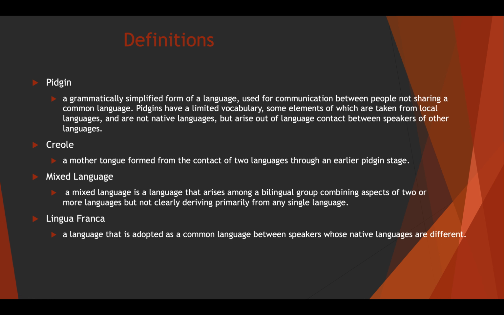A Creole is a mother tongue, so people are born speaking a Creole, formed from the contact of two languages through an earlier pidgin stage. So when two groups come in contact and they have very different languages, this pidgin language forms so that they can communicate with each other. And over time, this simplified language becomes more complicated.